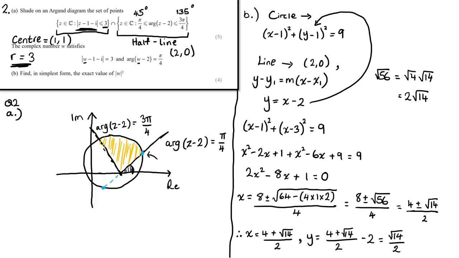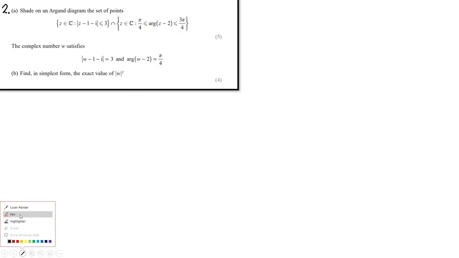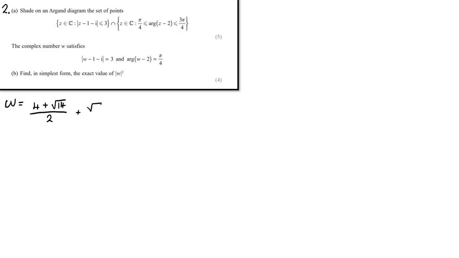And what we've got now is the complex number w. And we've run out of room, so make sure you've just got the x and the y solution here. We just clear everything here. And what I've got for w is our x part here, so that's going to be 4 plus root 14 over 2, plus root 14 over 2. So that's the y part here. So root 14 over 2 i. Okay, so that's the complex number w.